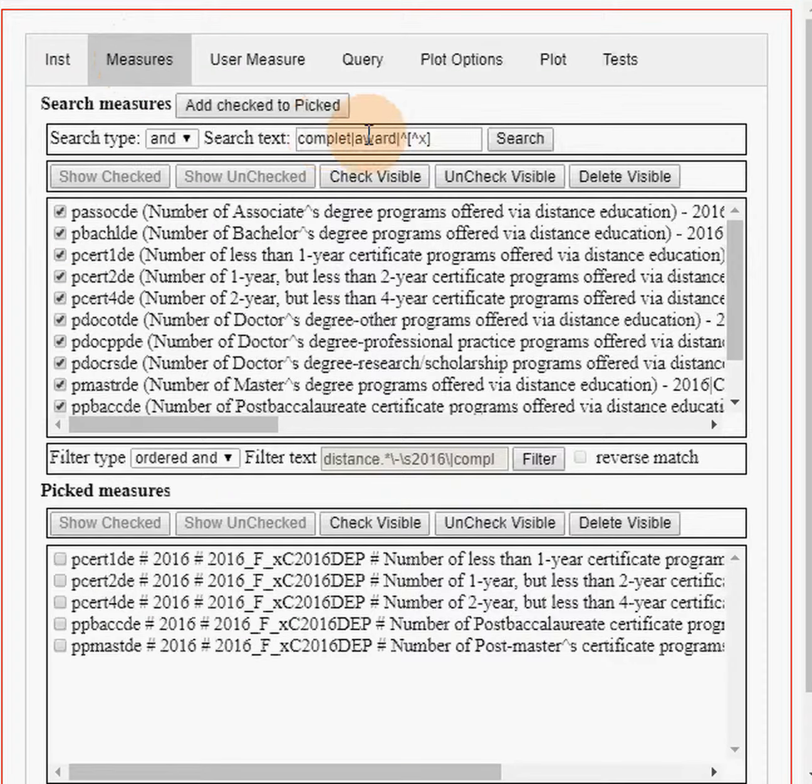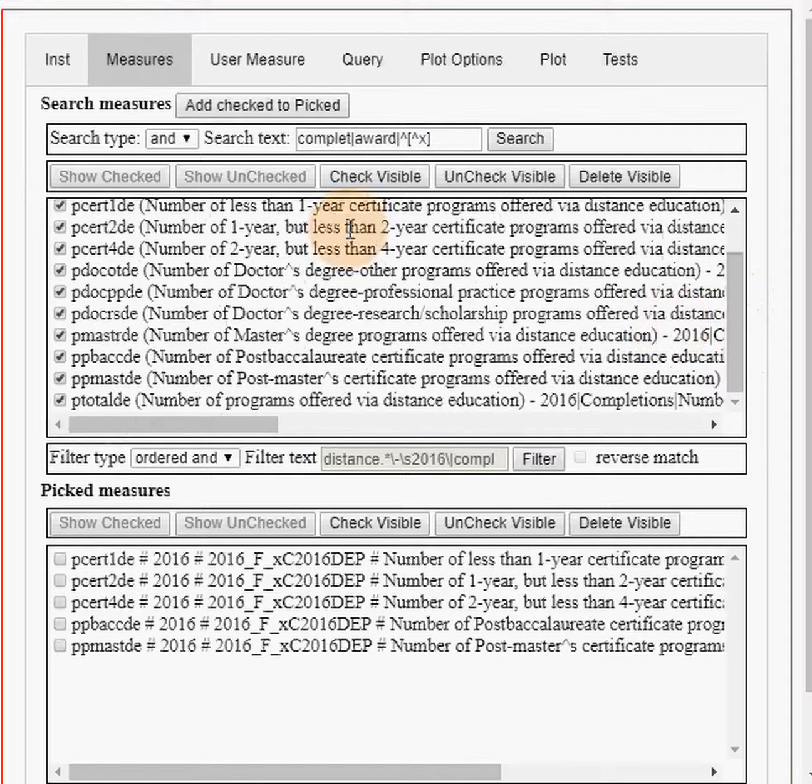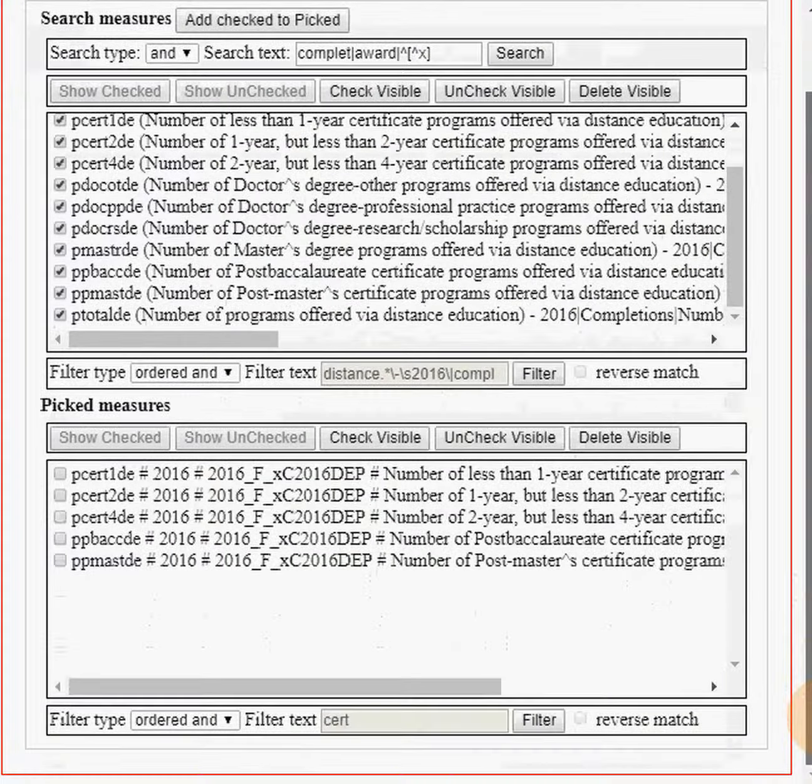In the majors tab, I include all the levels in this video. And over here I also filter, so you can see we have certificate 1, certificate 2, and certificate 4, and there are the definitions. Certificate 1 is less than 1 year, certificate 2 is 1 to 2 years, and certificate 4 is a 2 to 4 year certificate.